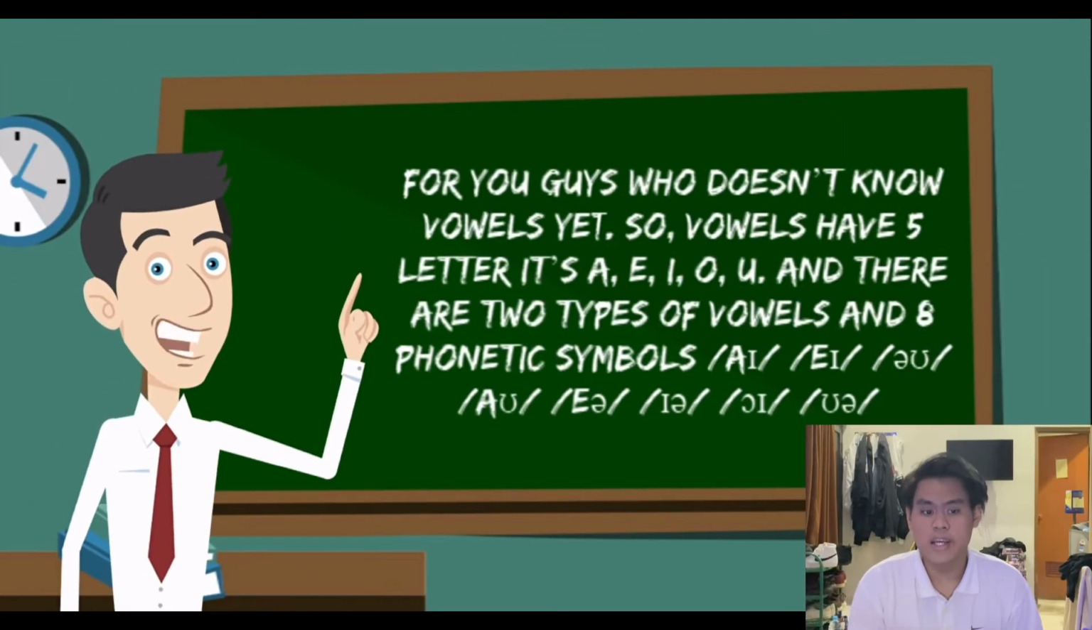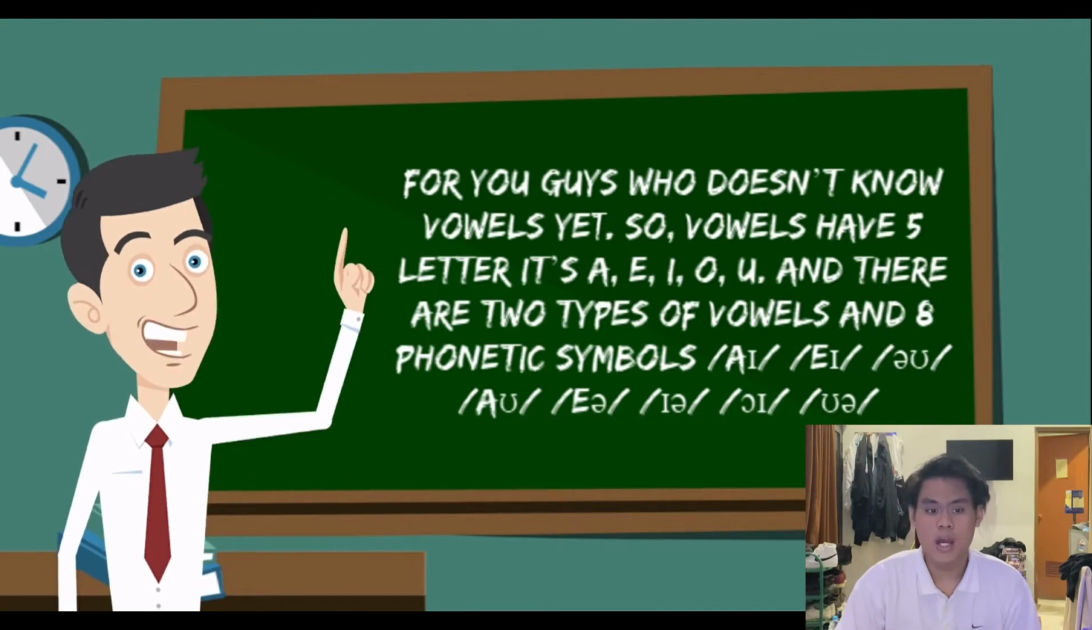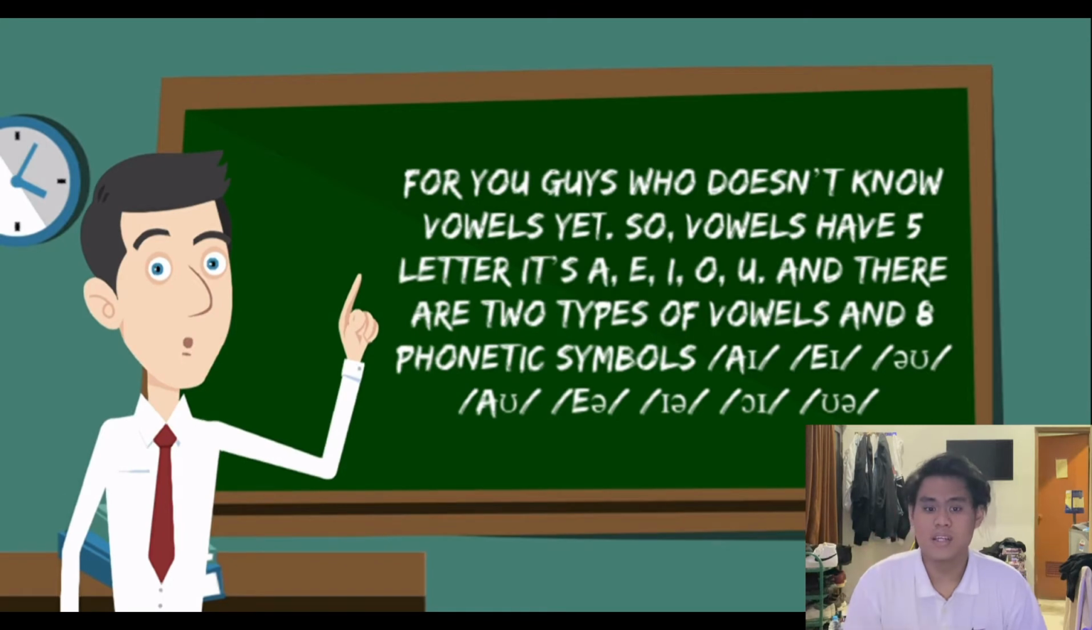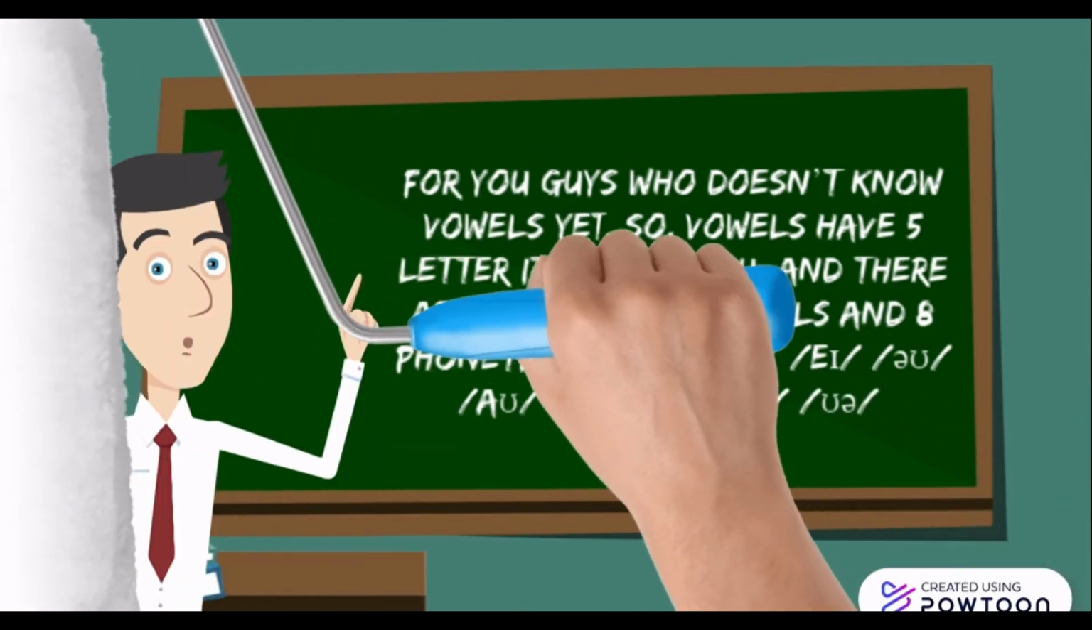Alright, moving on to the next slide. So the first thing for you guys who don't know vowels yet: vowels have 5 letters. It's A, E, I, O, U, and there are 2 types of vowels and 8 phonetic symbols, as you can see in this PPT. These are the simple phonetics, or I can say the basics of vowel sounds.